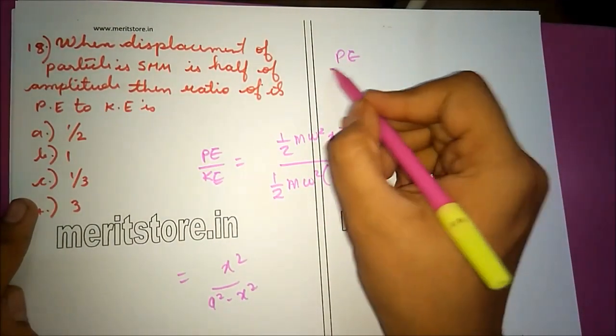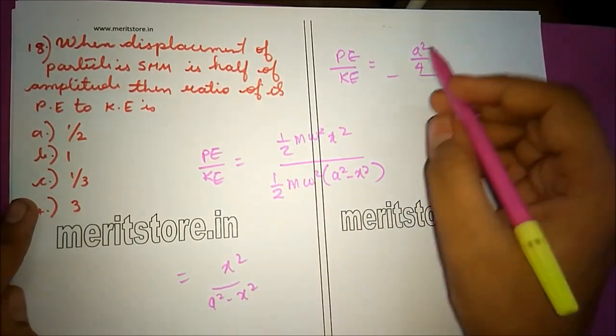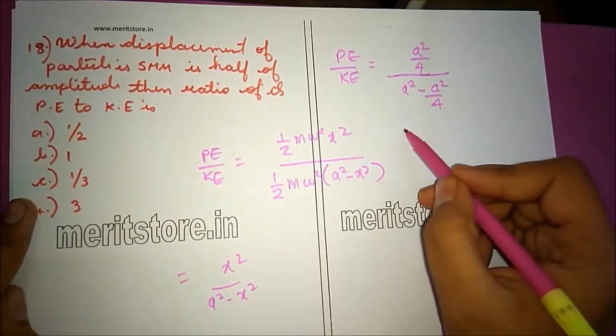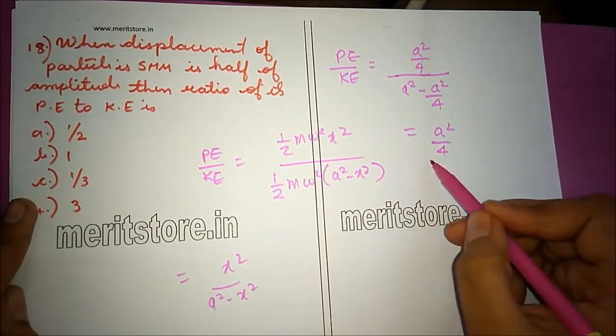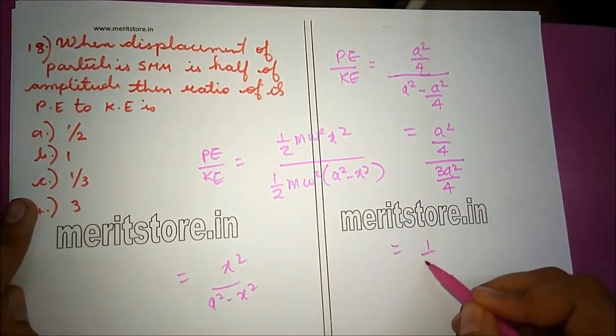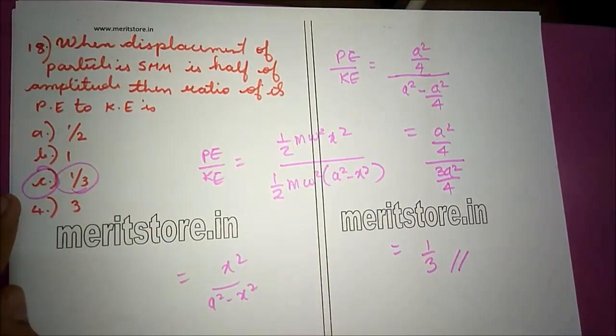So potential energy upon kinetic energy is equal to a square by 4 upon (a square minus a square by 4), which is a square by 4 upon 3a square by 4, which gives us 1 by 3. So option C, 1 by 3 is the correct answer.